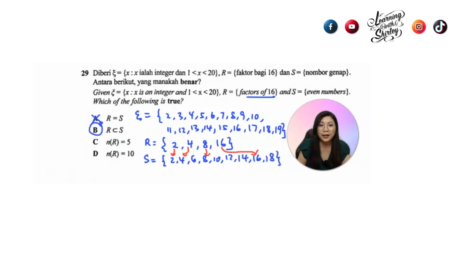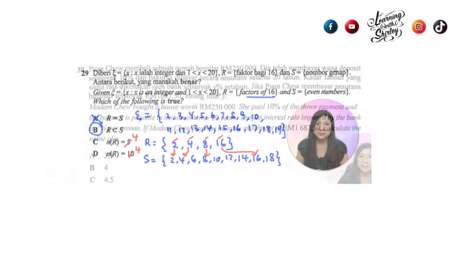Why C is incorrect? N is number of elements inside set R. So we have how many inside set R? We have 1, 2, 3, and 4. So this is supposed to be 4, right? And then D also supposed to be 4. So confirm our answer, 29 is B.